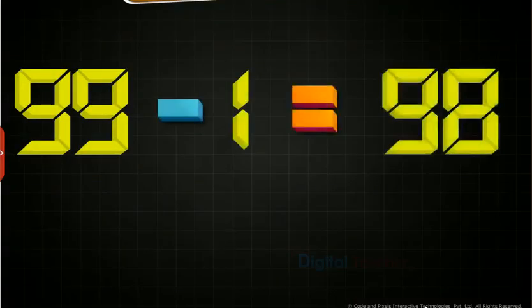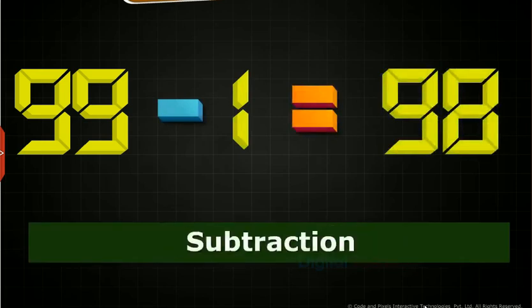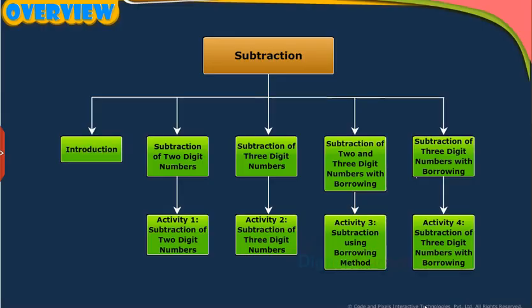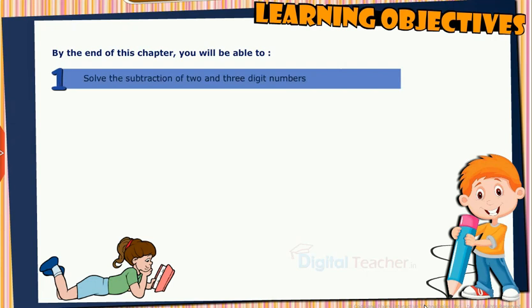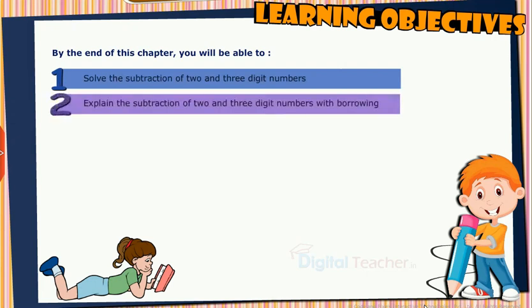Welcome to the chapter Subtraction. This slide presents the overview of the chapter. Learning Objectives. By the end of this chapter, you will be able to solve the subtraction of 2 and 3 digit numbers, explain the subtraction of 2 and 3 digit numbers with borrowing.